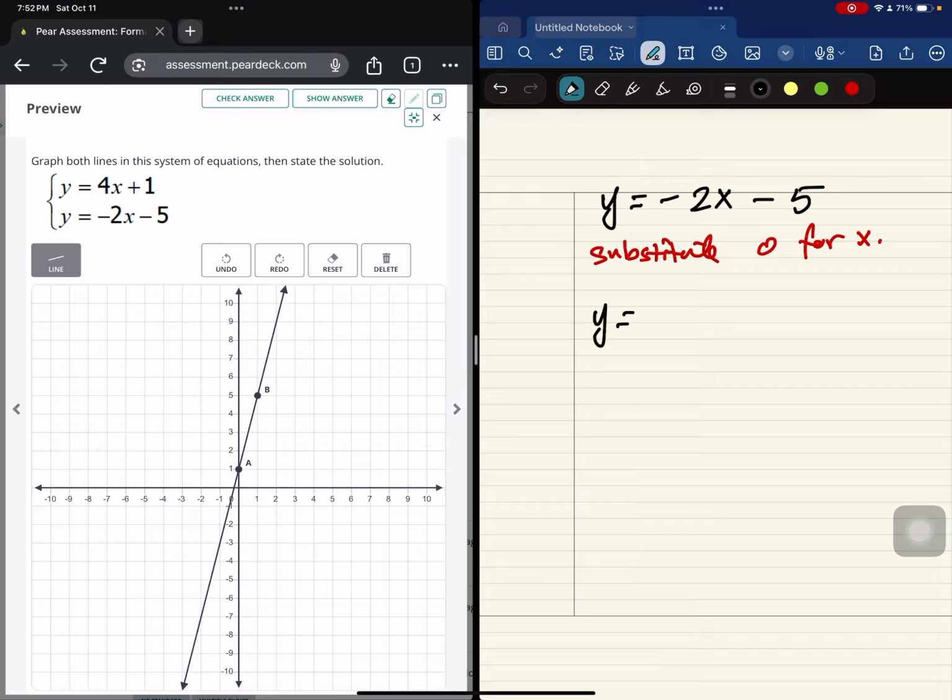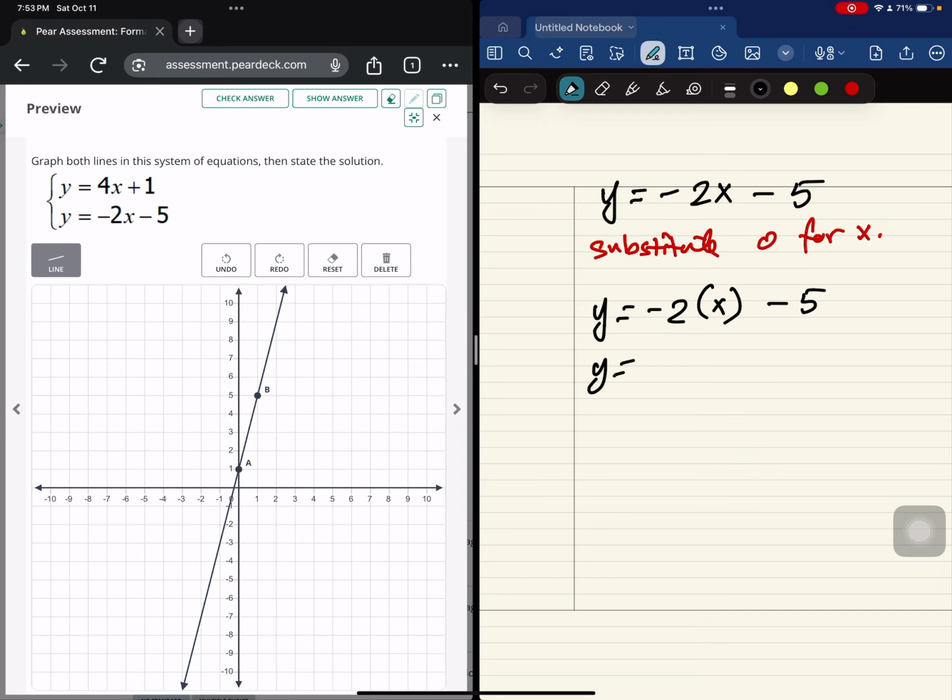So y is equal minus 2x minus 5. Y is equal to minus 2 times 0, because we substitute 0 for x, minus 5. Y is equal minus 2 times 0, which is 0, minus 5. The answer will be negative 5.